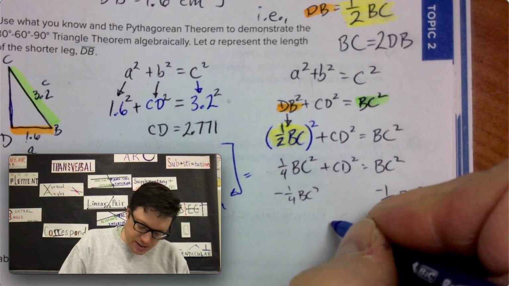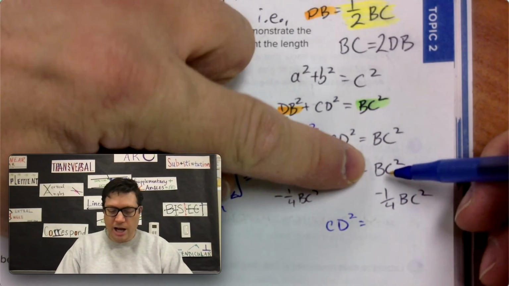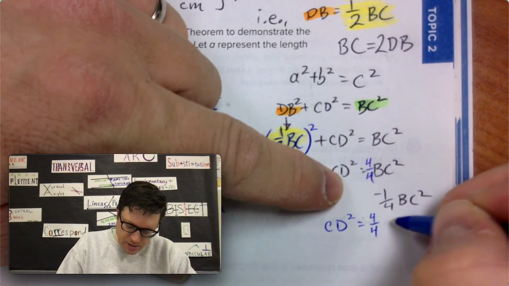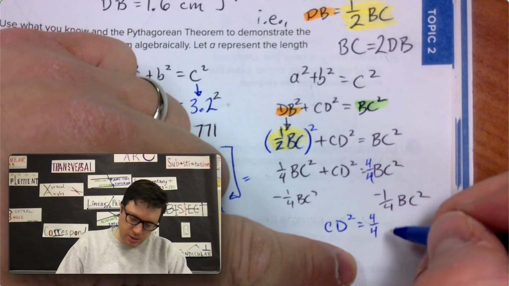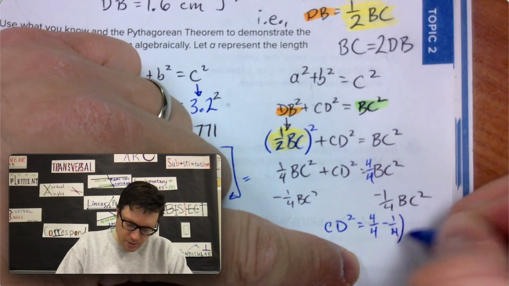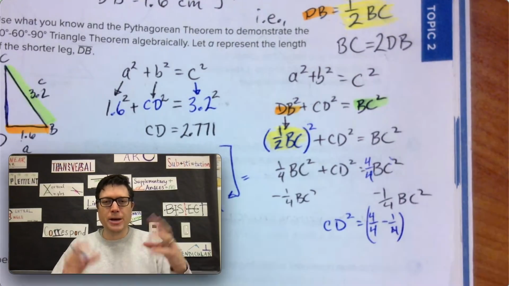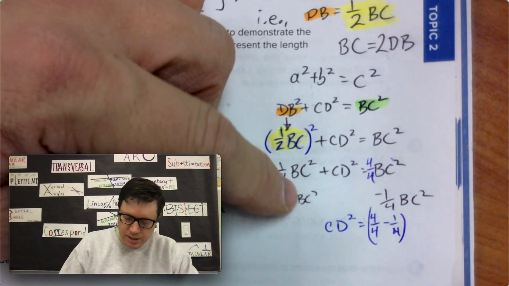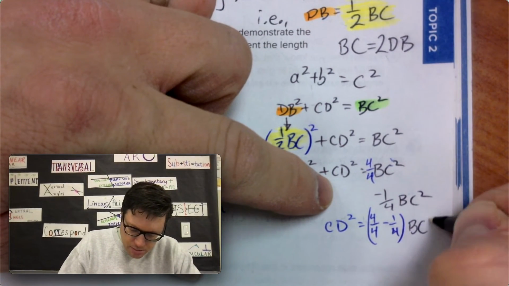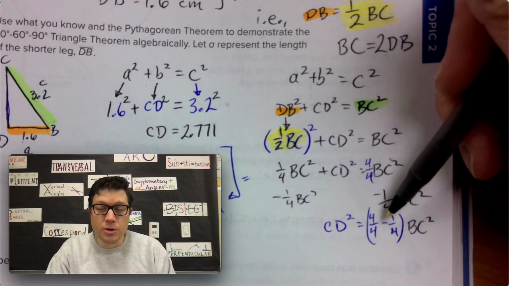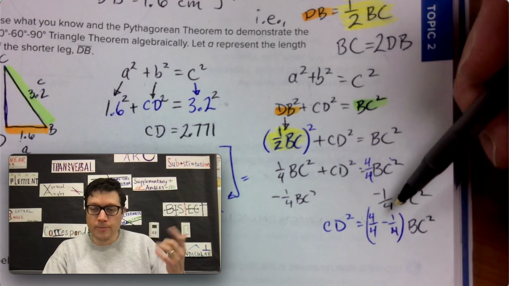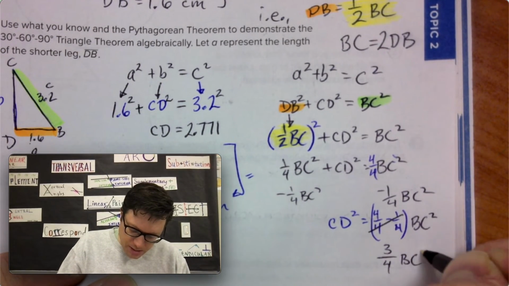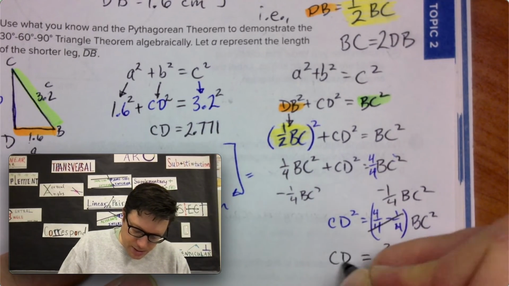That's going to give us CD squared equals, now I got 4/4 right here, so 4/4, and then I'm taking away 1/4, so minus 1/4. But it's of these things, right? I'm combining the numbers in front of BC squared, but there's nothing I can really do with the BC squared. I just got to write it down. Now you got to remember your fraction math. What's 4/4 minus 1/4? 4 minus 1, 3. Keep the same denominator. This becomes 3/4 BC squared equals CD squared.